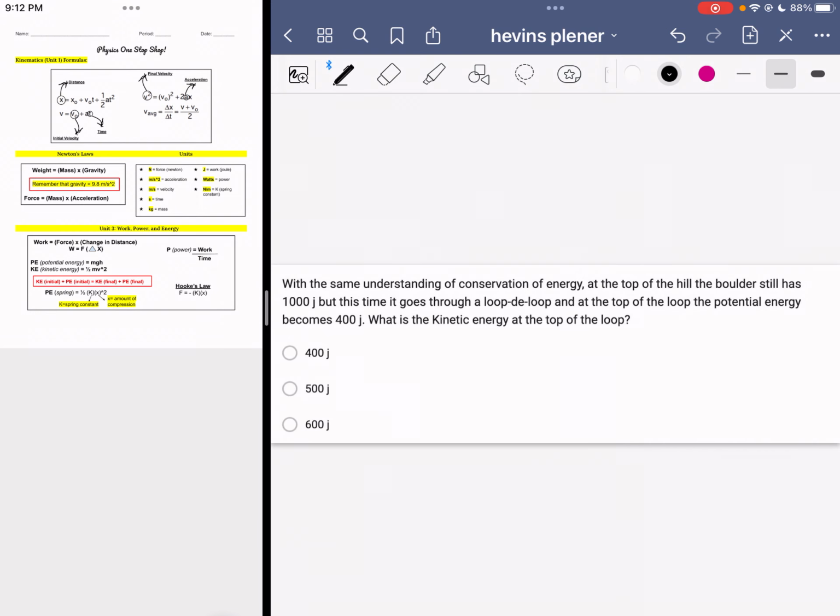With the same understanding of conservation of energy. Actually, let me end it here and then I'll do a part 2.